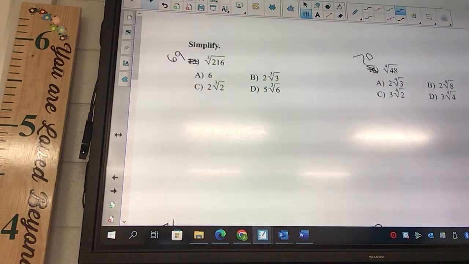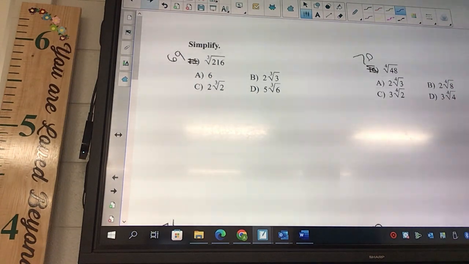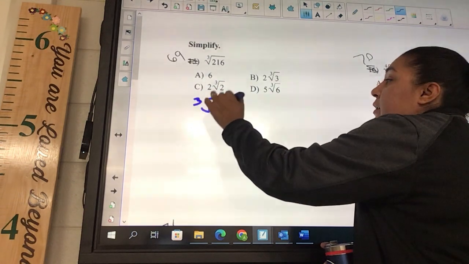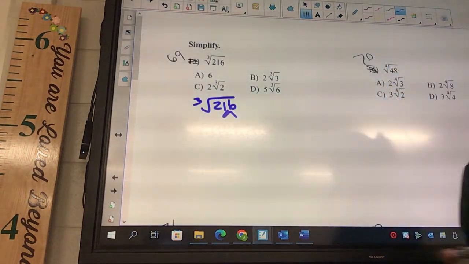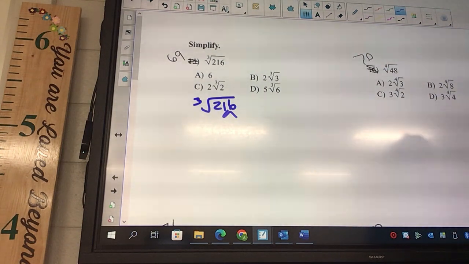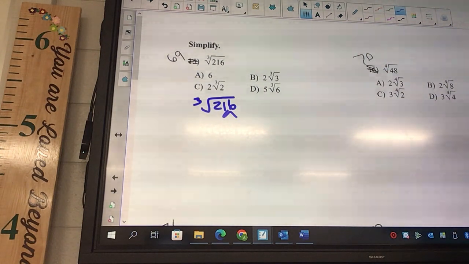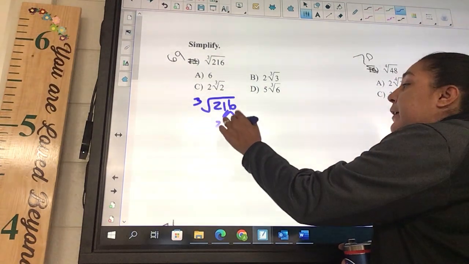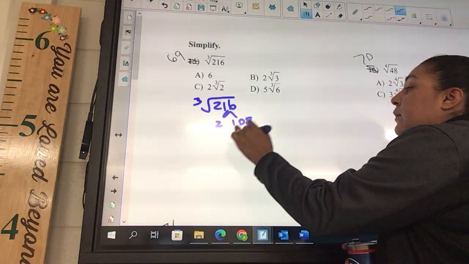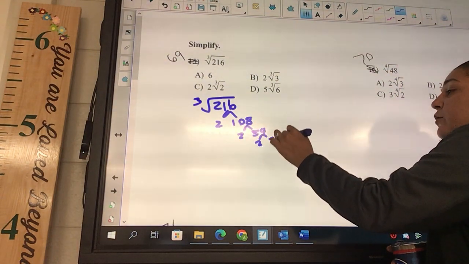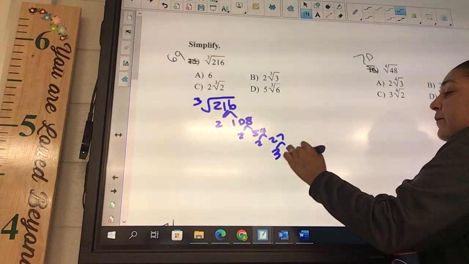Okay, simplifying radicals. These ones are going to take a little bit of work for some. Okay, so we got 216. What are some factors of 216? 2 and 108. 108. 2 and 54. 54. 2 and 27. 3, 9. 3, 3.